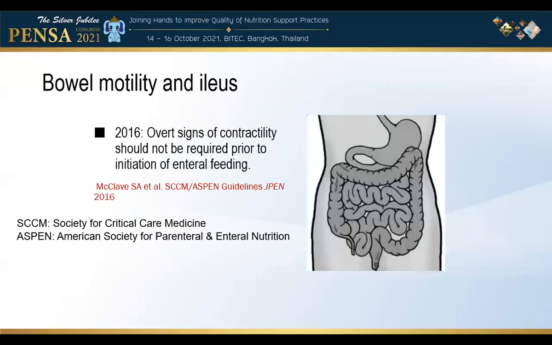Nothing could be further from the truth. The 2016 guidelines reiterated the earlier guidelines, saying that overt signs of contractility are not required for initiation of enteral feeding. We're not saying that it means a huge meal. It just means enteral feeding, 500 or 1000 cc's of enteral feeding a day, either through a tube or orally.